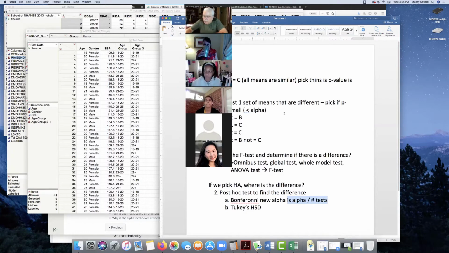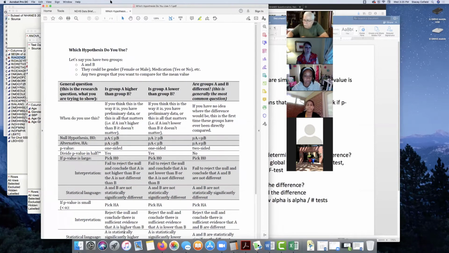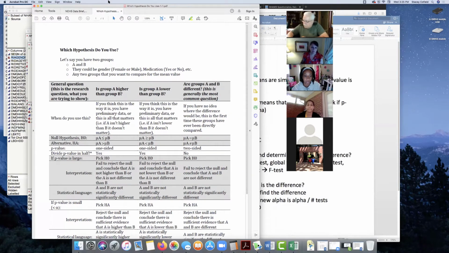I do. This is Samantha. Going back to Module 5, I printed out the "which hypothesis do you use" sheet, and I just had a question regarding dividing the p-value in half. I know we divide the alpha in half when it's two-sided, right? Well, yeah, so there are 2 ways. If you want a one-sided test versus a two-sided test, let me pull up a t-test. This will be easier to show.